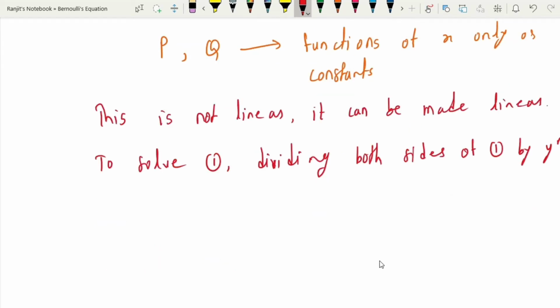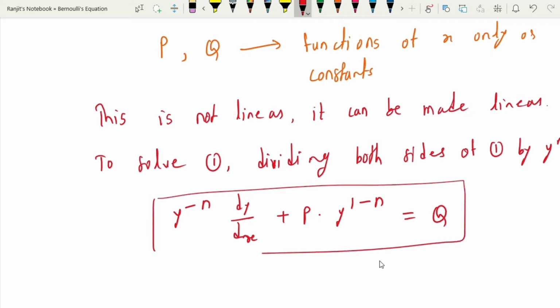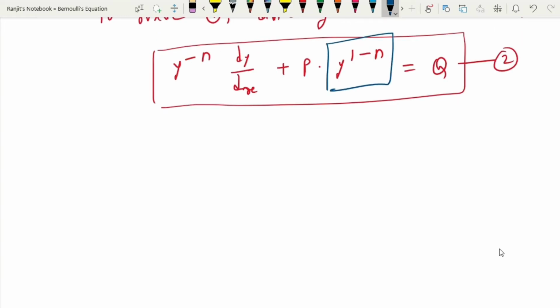So 1 upon y to the power n, we write as y to the power minus n, dy by dx plus p times y upon y to the power n. So by using the laws of indices, the answer is y to the power 1 minus n is equal to q. Now we denote this equation by 2. Now substitute y to the power 1 minus n is equal to v.